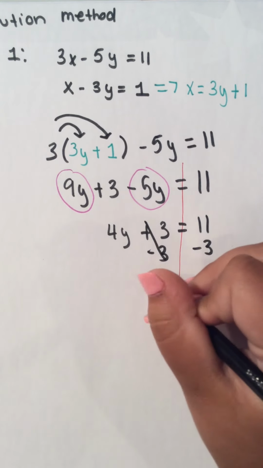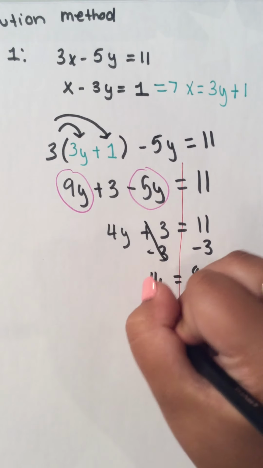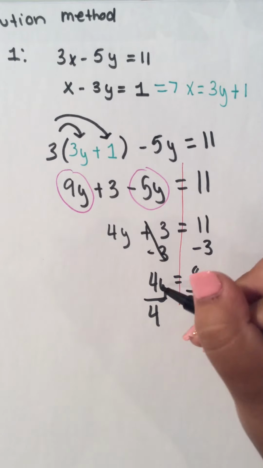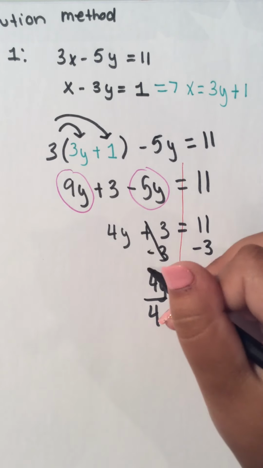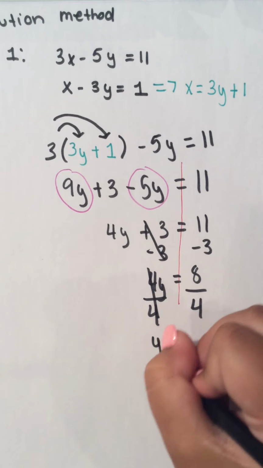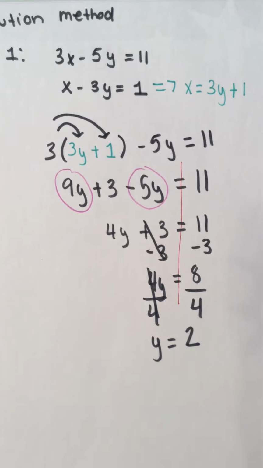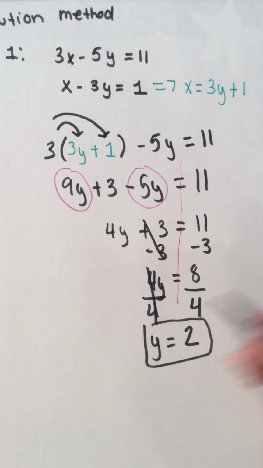Here they cancel out, so I have 4y equals 11 minus 3 is 8. Divide by 4, because remember 4 and y are being multiplied, so the undo of multiplication is division. They cancel out over here, so y equals 2. Okay, that's not bad. So I have y equals 2.